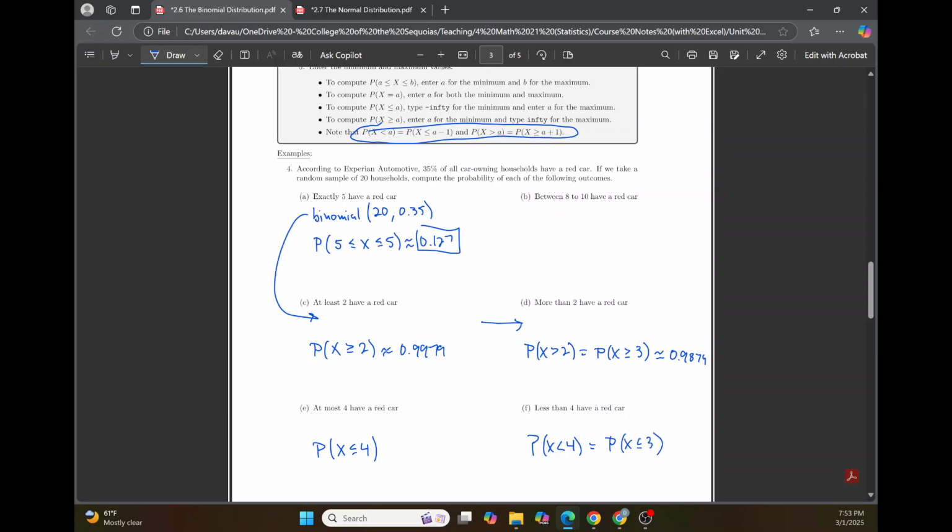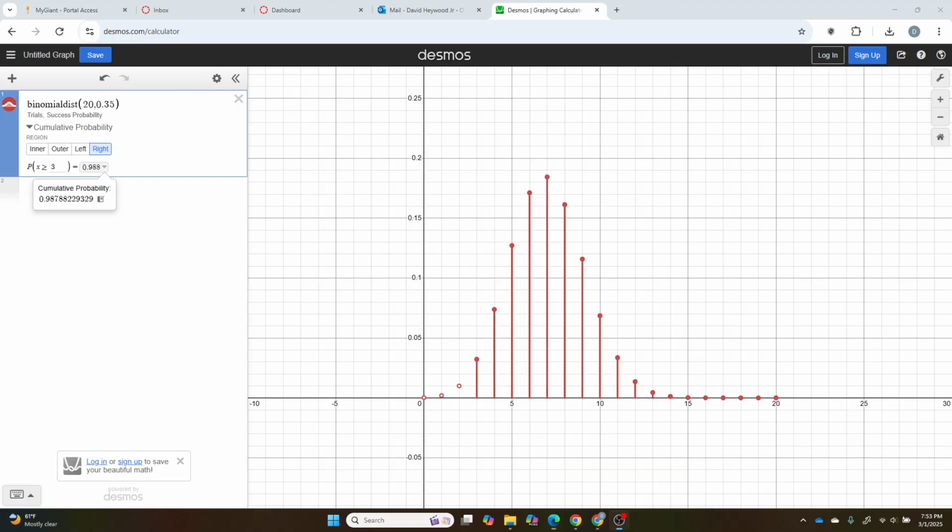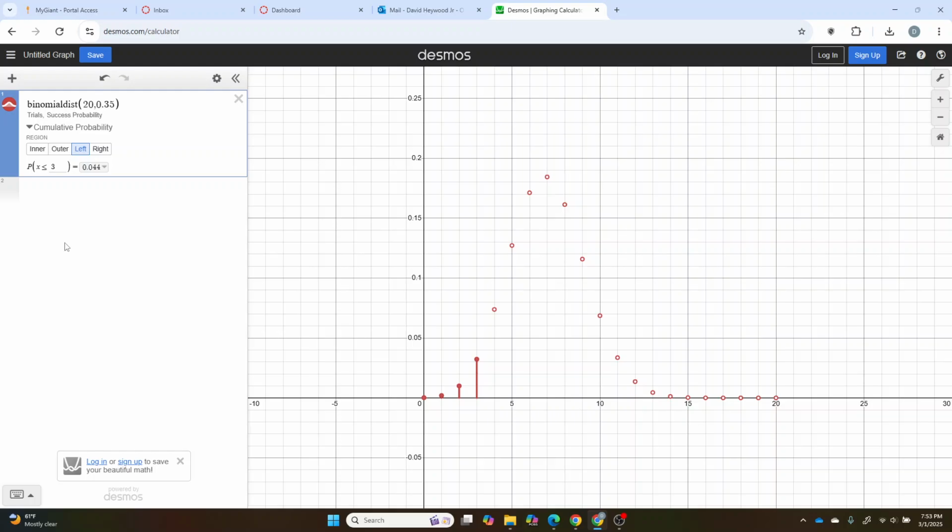to 3, right? So this is the way that you would enter those things into Desmos. I think in order to get the less than sign to show up, you have to use the left. Okay. So that's how you would get those, and I'm not going to waste your time showing you that over again. All right. So this is how you use the new version of Desmos for the binomial calculator. Now, we do need to talk about the normal calculator though. Okay. So let's take a look at the 2.7 stuff.